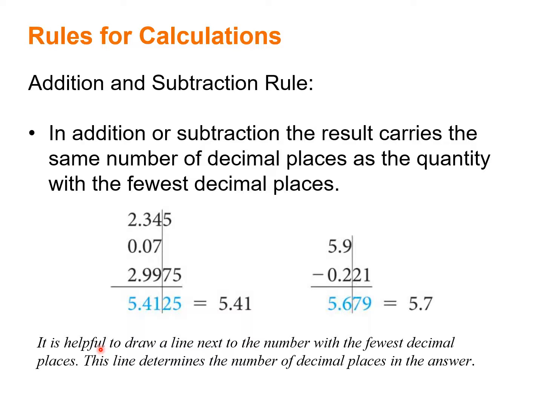So when you're doing addition and subtraction, unlike multiplication and division, where you actually count the number of significant figures, in addition and subtraction you want to draw a line by the number with the fewest decimal places. Then that line determines your significant figures.